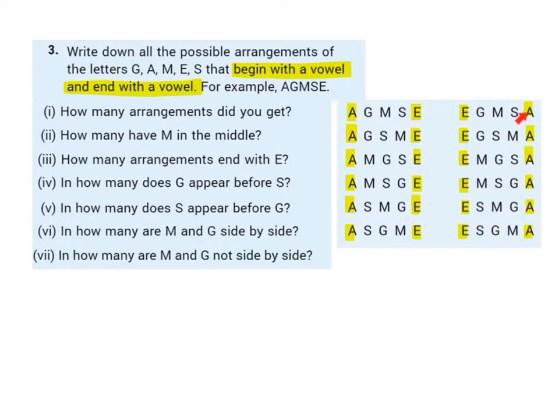So E, G, M, S, A; E, G, S, M, A; E, M, G, S, A; E, M, S, G, A; E, S, M, G, A; and E, S, G, M, A. Now if you wrote them out in a different order to this, that's fine, so long as you have all of them. So there is 6 and 6, 12 in total. 12 different arrangements of the letters G, A, M, E, S that begin with a vowel and end with a vowel. So now we're going to answer these questions.